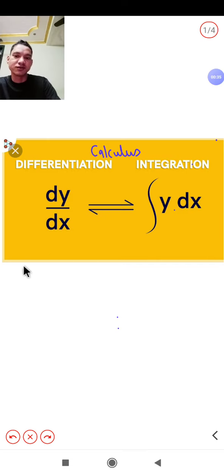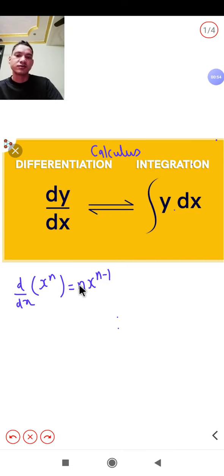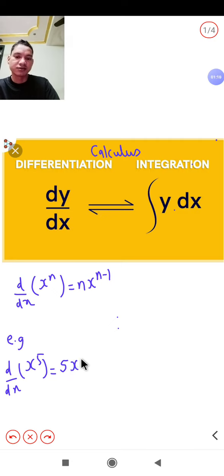So let me write down the formula for differentiation. Say x raised to n, I want to differentiate it with respect to x. In case of differentiation, the power comes in front and its value decreases by 1. So n will come in front and its value will decrease by 1. For example, I want to differentiate x raised to 5 with respect to x. 5 will come in front and its value 5 minus 1 will become 4.